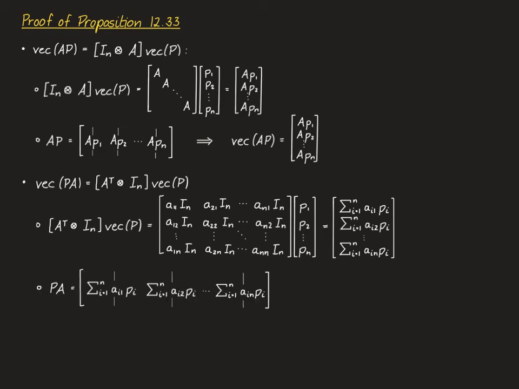On the other hand, by the basic rule for matrix-matrix multiplication, the matrix product PA represents a matrix whose columns are given by these expressions, and therefore the vectorization of PA leads to the same expression as the one that we have obtained here.